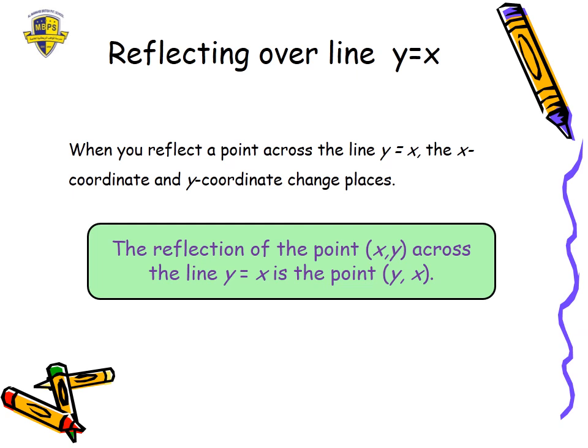Now let's study the rule about reflecting any shape or any point across the line y equals x. The rule tells you that the x coordinate and y coordinate change places. So for example, if the point is (1, 5), it means x is 1 and y is 5, so we will change it. It will be (5, 1). So we write y in the x place and x in the y place.